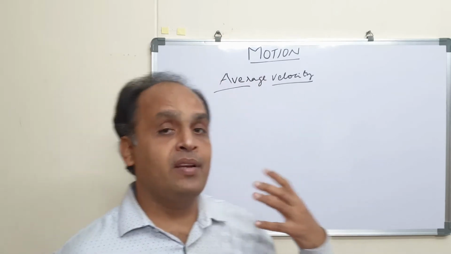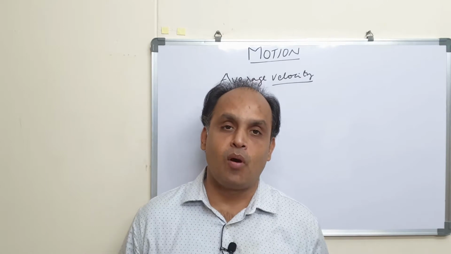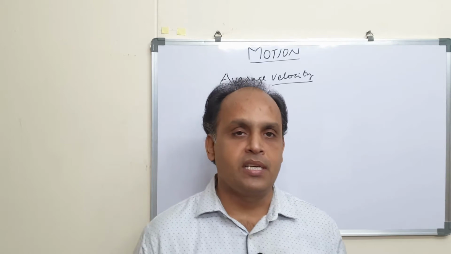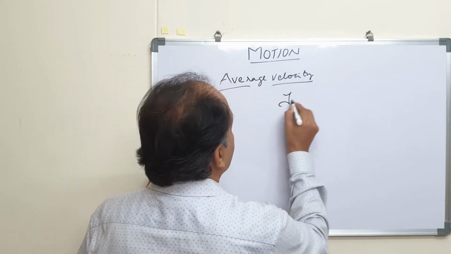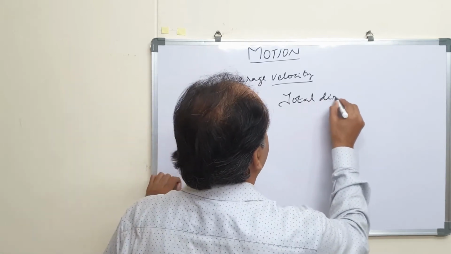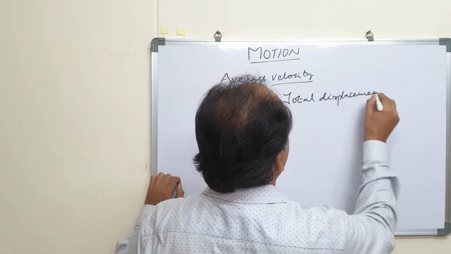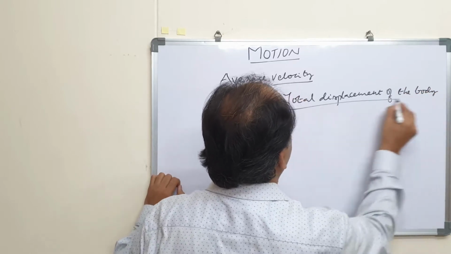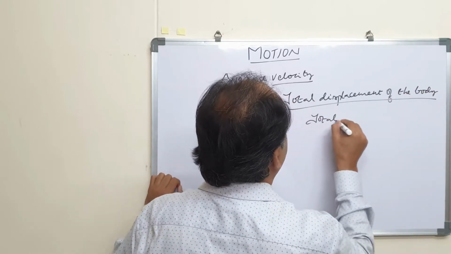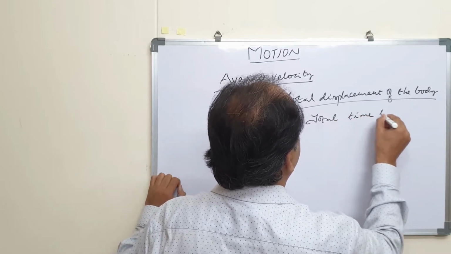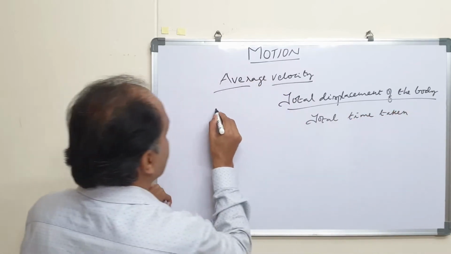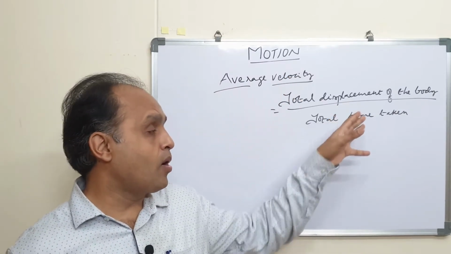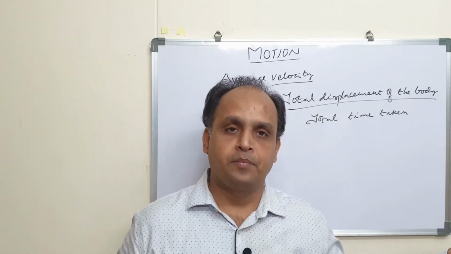So when average speed is total distance covered by the body divided by the total time, average velocity will be the total displacement of the body by the total time taken. So this is what we call average velocity. Average velocity is the total displacement of the body by total time taken.